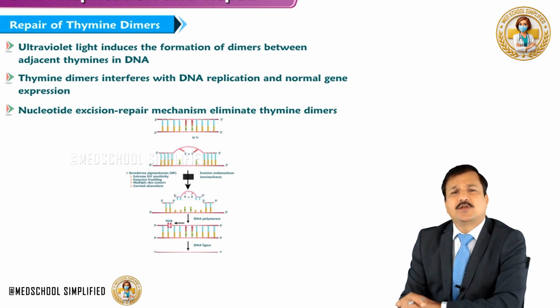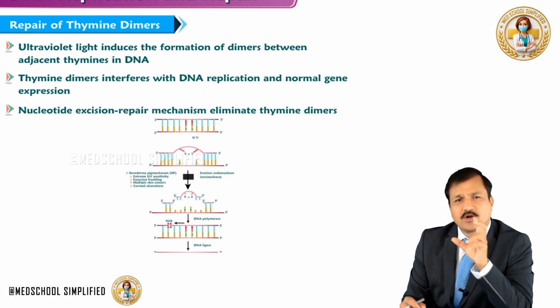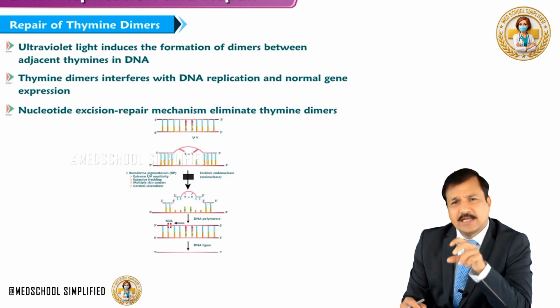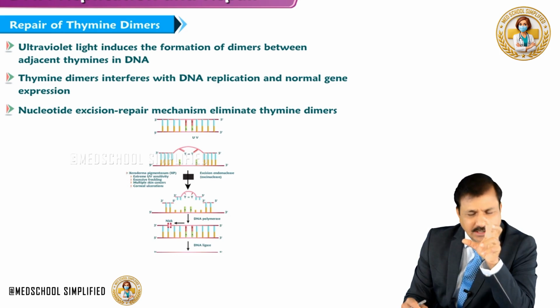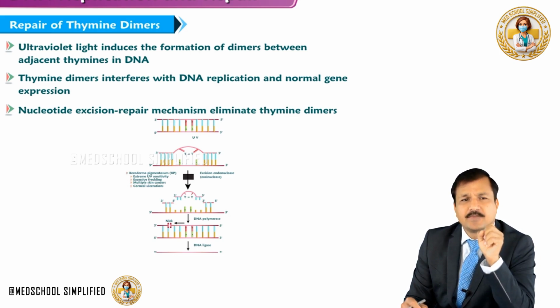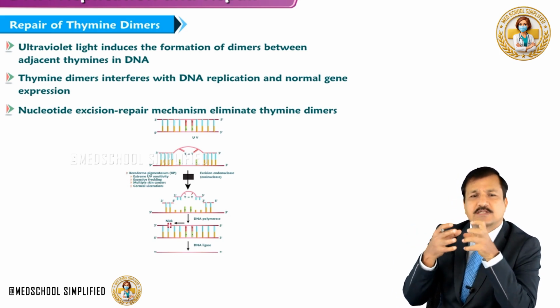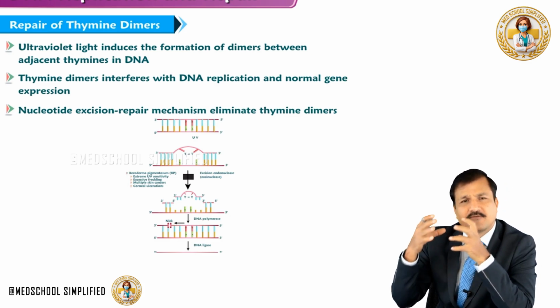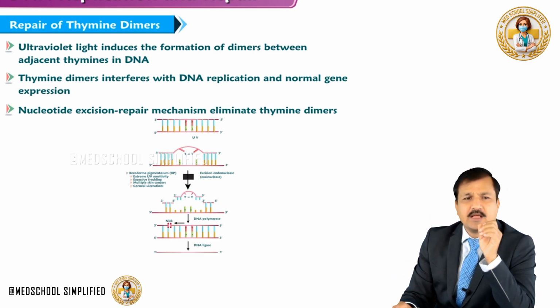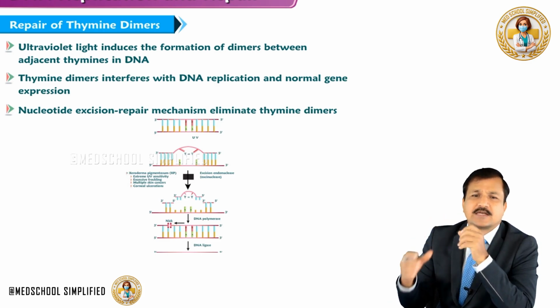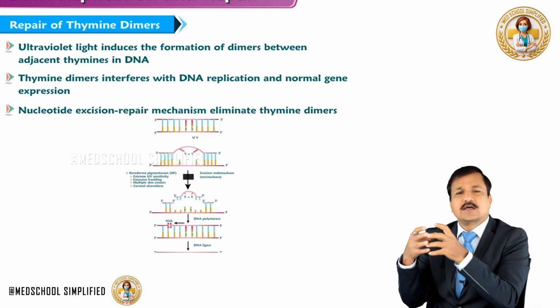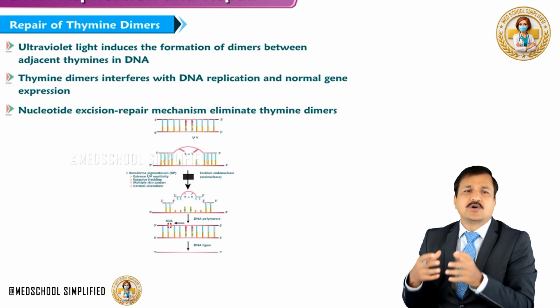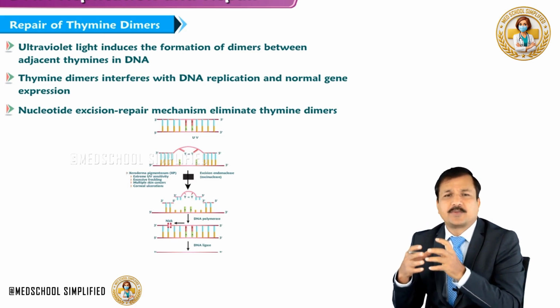An excision endonuclease, sometimes called exonuclease, makes a nick in the phosphodiester backbone of the damaged strand on both sides of the thymine dimer and removes the defective oligonucleotide. And then the DNA polymerase fills in the gap by synthesizing DNA in the 5' to 3' direction using the undamaged strand as the template. And then DNA ligase seals the nick in the repaired strand, and that's how a nucleotide excision repair is done.